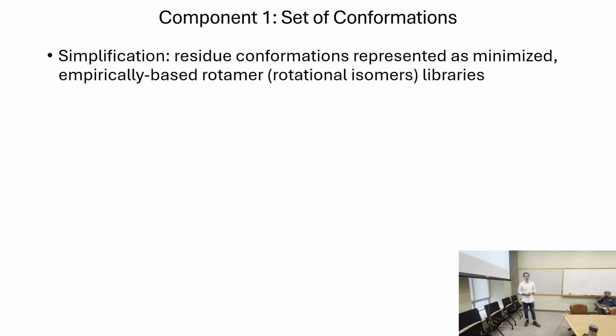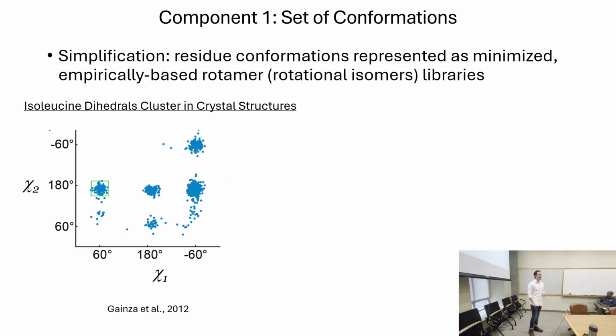So the first simplification is that residue conformations can be represented as minimized, empirically based rotamers. This is typically called a rotamer library. The general idea behind a rotamer library is to mine the PDB, so mine known, high quality crystal structures, and look at the dihedral angles for each side chain and graph them. What we're looking at here is just an example of isoleucine, taken from a number of high quality structures in the PDB. If we graph their dihedral angles, we'll see that they have a grouping.